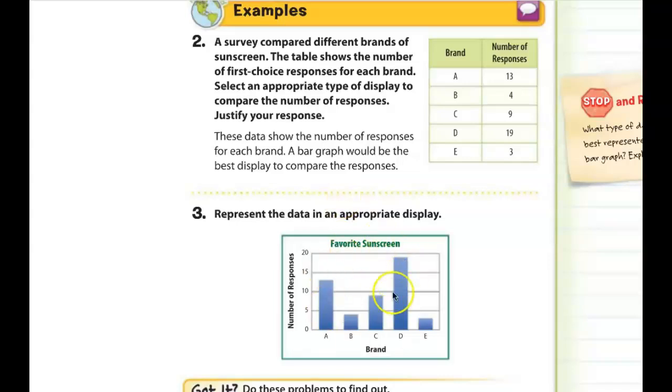Now, as you can see, they believe the best type is the bar graph because you have 5 categories in the table, 5 categories of bars, and you can adjust the length of the bars based on the scale you choose for the number of responses. So that makes it very easy to read, and clearly the people responded most to brand D.